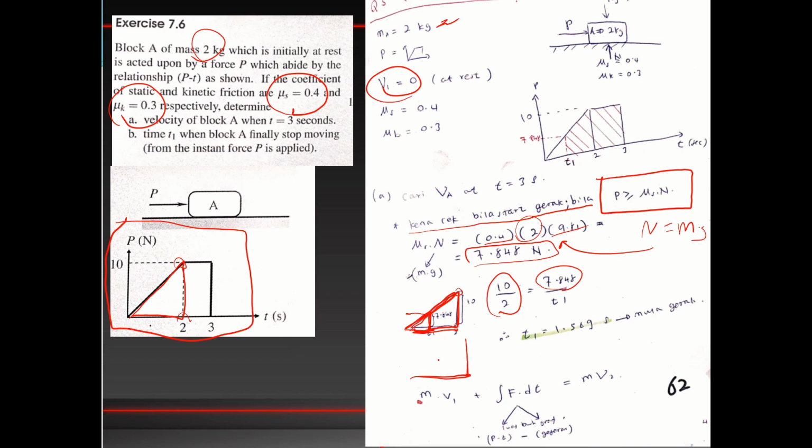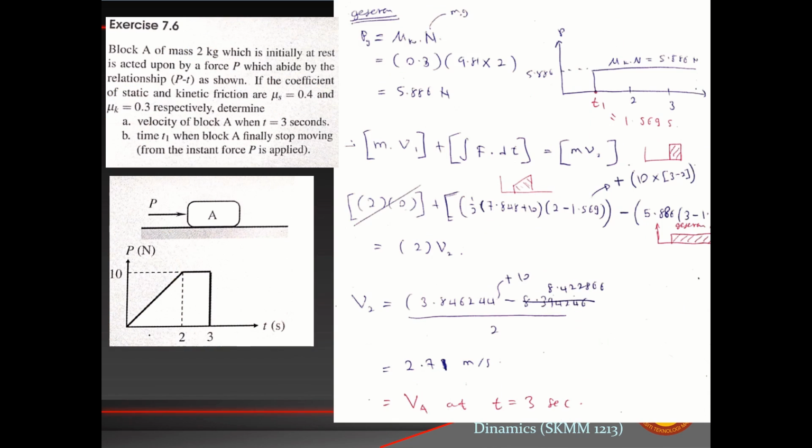Since the slope is the same, even though I take it here divided by this one, I will have the same slope, so this one will be equal to this one. Simplify that, and you will have t1 equal to 1.569 seconds. So it will start moving from 1.569 seconds, and your calculation will only start after that.